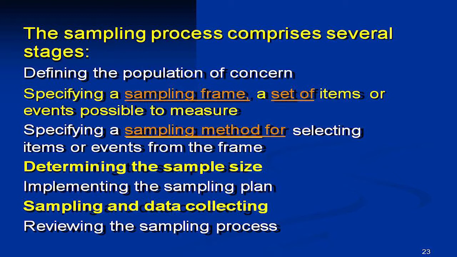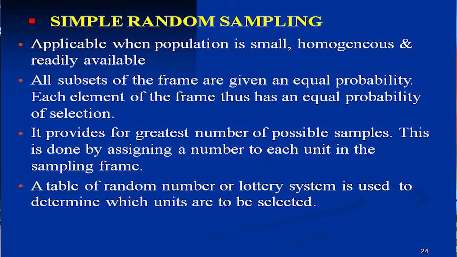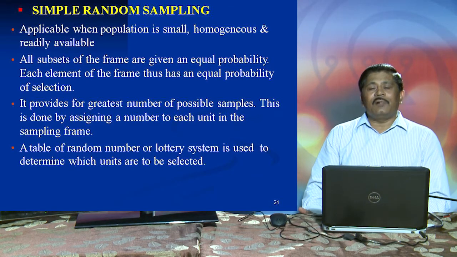Now, we will come to the first sampling method, that is called simple random sampling, right. We know random sampling means that each and every unit in the population gets an equal chance to be included in the sample. So, equal probability of selection to all the units of the population, we call it a random sample, and we say it simple random sampling.